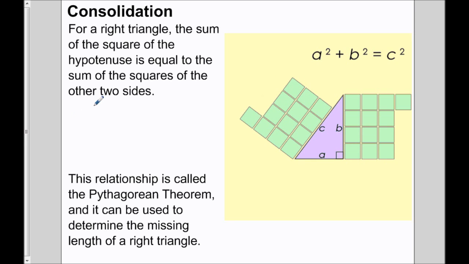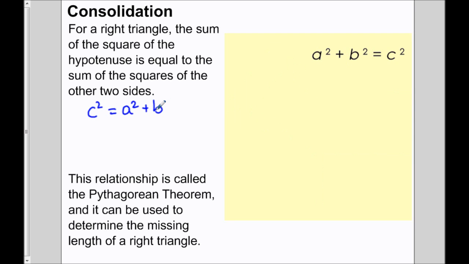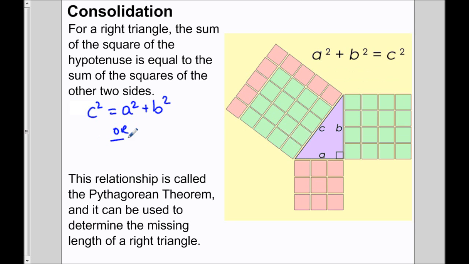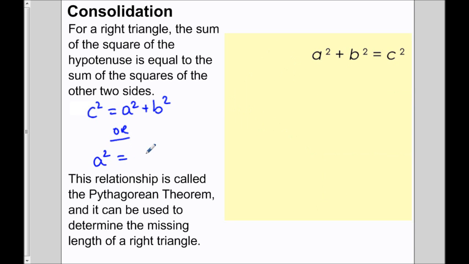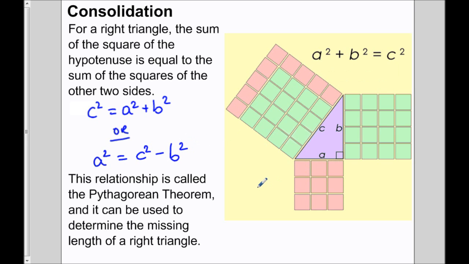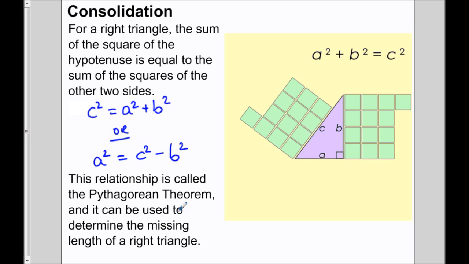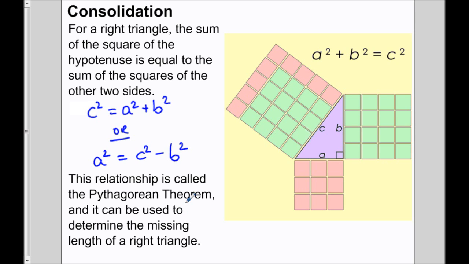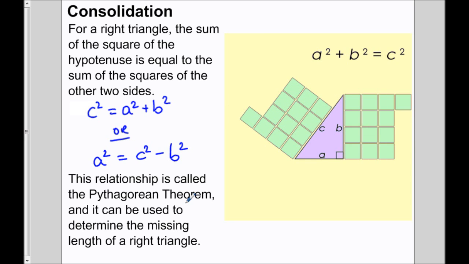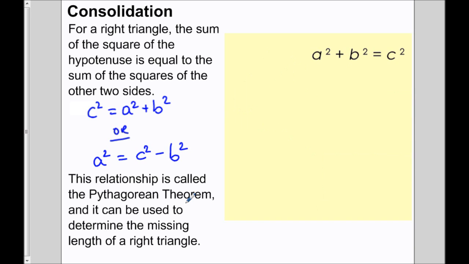Now, the Pythagorean theorem, okay, just to drill it in your head a little bit more, we usually write it as C squared is equal to A squared plus B squared, or you can think about it as A squared equals C squared minus B squared. Okay. Now, this Pythagorean theorem can be used to determine the missing length of a right triangle. So we just came up with two basic scenarios. Okay. So I hope that this video has made things clear, and best of luck using the Pythagorean theorem.